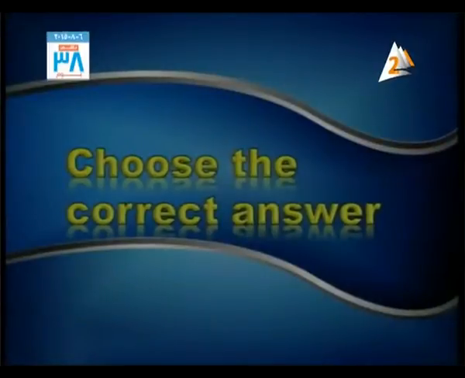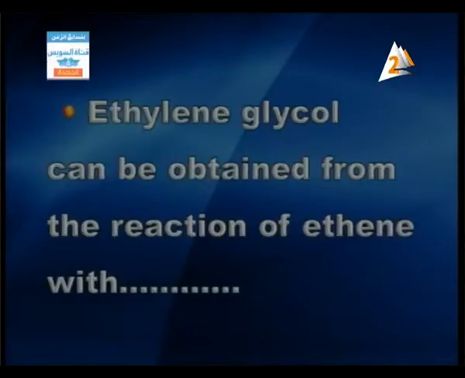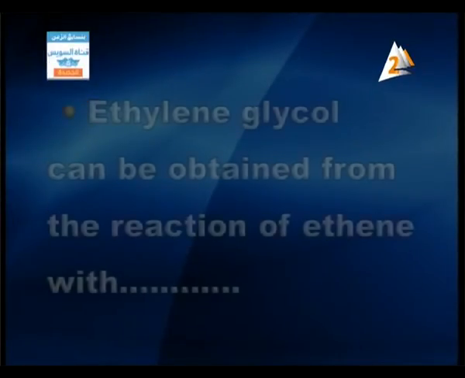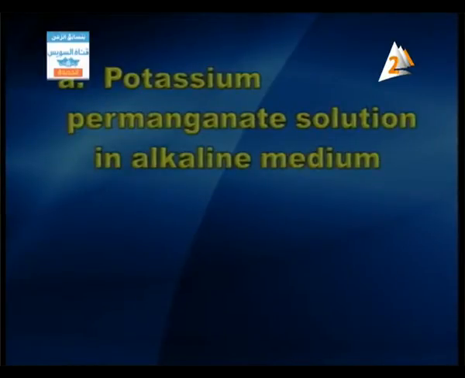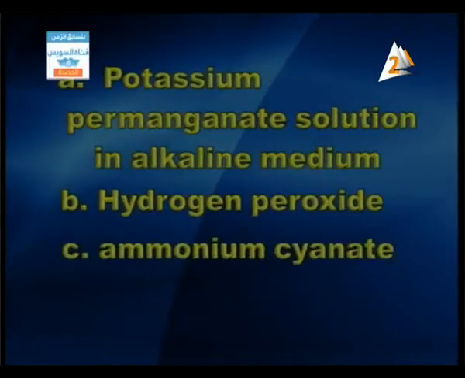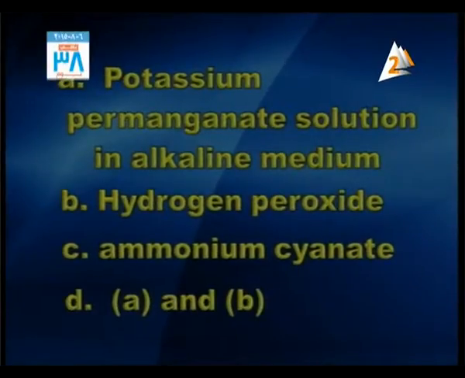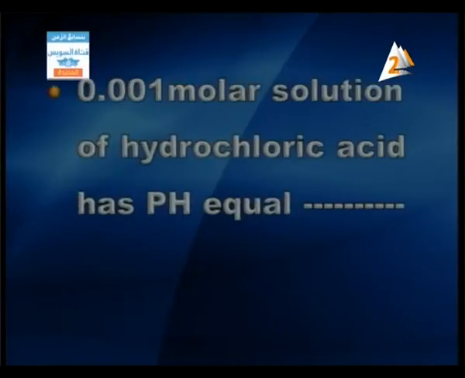The first type of question today is choose the correct answer. Ethylene glycol can be obtained from the reaction of ethene with what? Is it potassium permanganate solution in alkaline medium, or hydrogen peroxide, or ammonium cyanate, or A and B? If you think about the answer, my dear student, you will find it will be A and B. Next one.